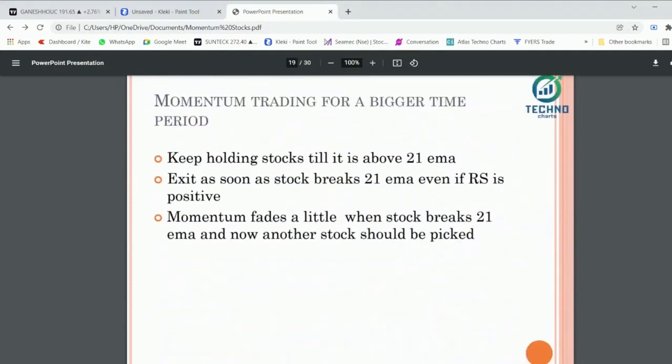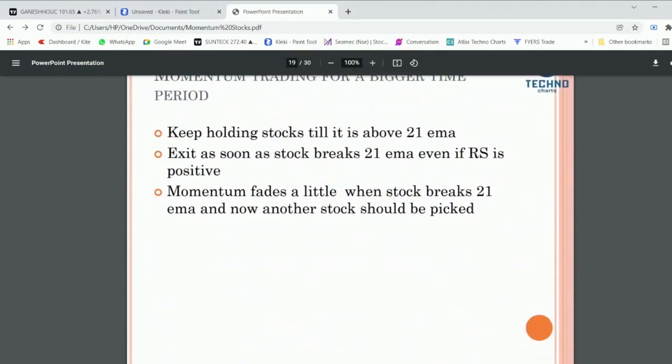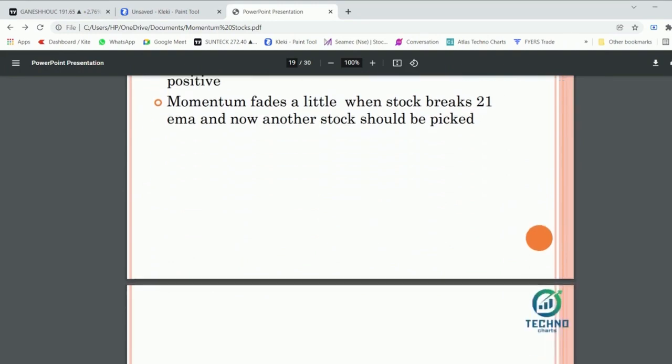For example, momentum trading for a bigger time period is to keep holding the stock till it is above the 21 EMA. Exit as soon as the stock breaks the 21 EMA, even if the RS or the relative strength is positive, because momentum fades a little when the stock breaks the 21 EMA, and now another stock should be picked for your trading.